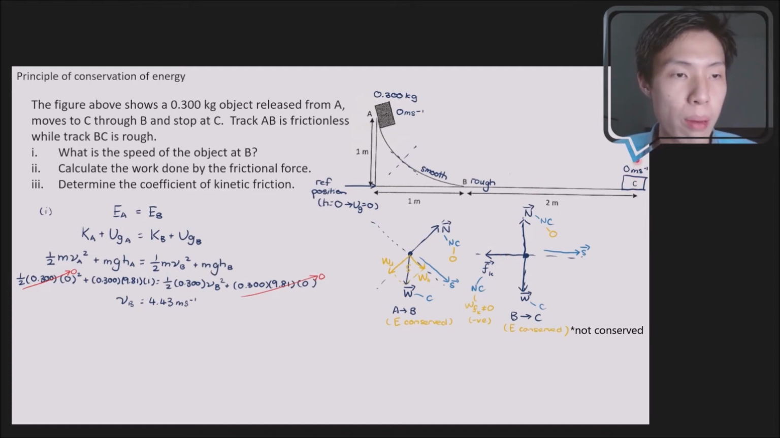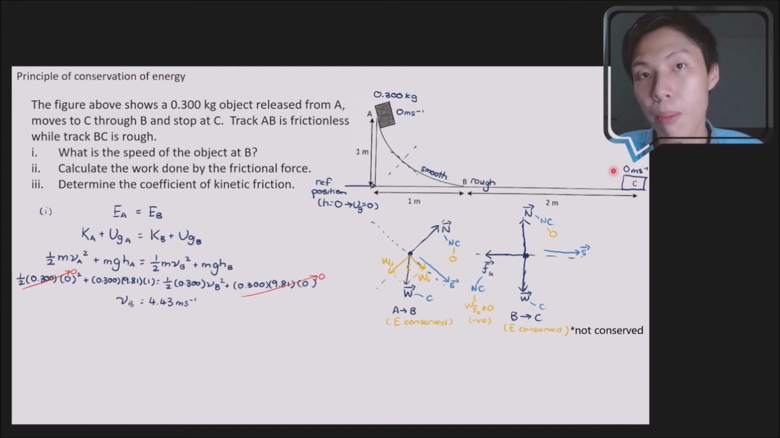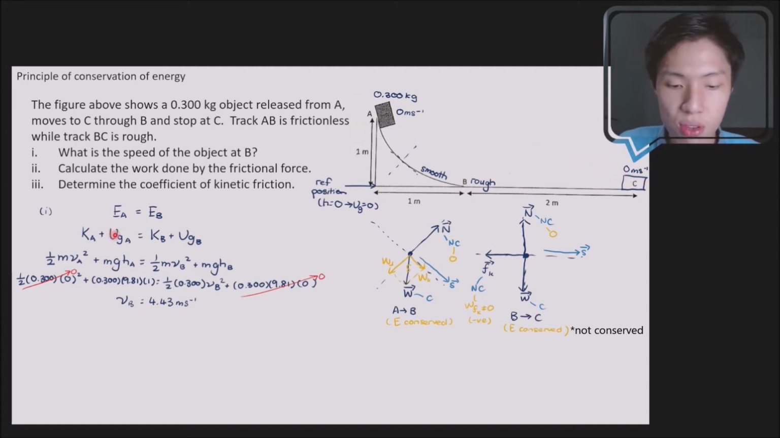Because we know what will happen at the end of this journey, the speed of the object will be 0. And we also know the speed of the object at point B. So we know the kinetic energy at point B and point C, and therefore the change in kinetic energy for the journey from point B to point C. If we know the change in kinetic energy, we can relate it to the total work done for the object while it is moving from point B to point C. And from there, we can try to determine the work done by frictional force. Okay, so let's take that approach.